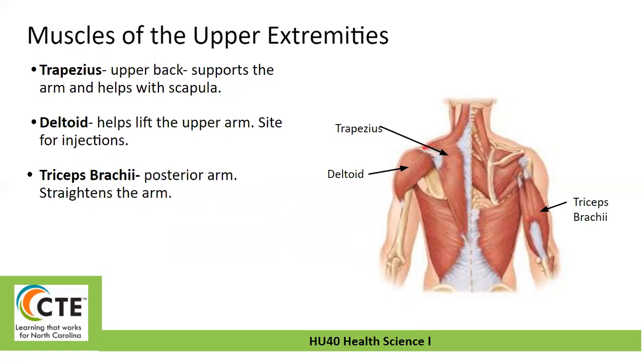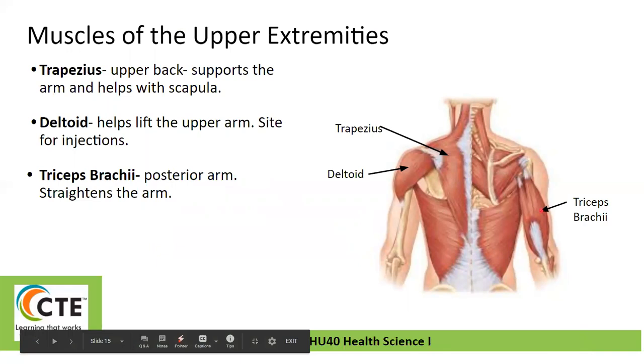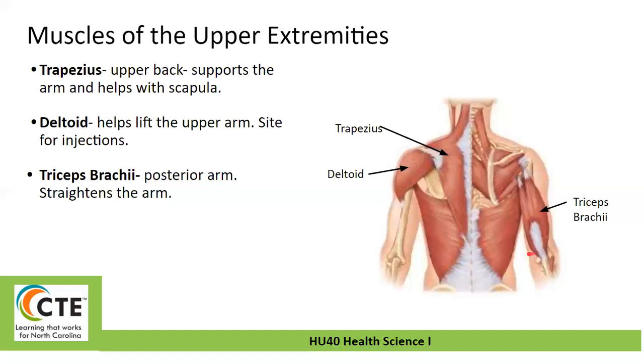The deltoid is on our shoulders, and this is a site for injections when you get shots. So if you're going to get a flu shot this year, they're going to put it in your deltoid. And then your triceps, again, this is a hard muscle to exercise. You have to do specific exercises for this. This is located on the back of your arm, and it's called triceps because it has 3 heads to it. So we only see 2 here, but there is a 3rd head that attaches to a different bone. And then, of course, we just have the one there.